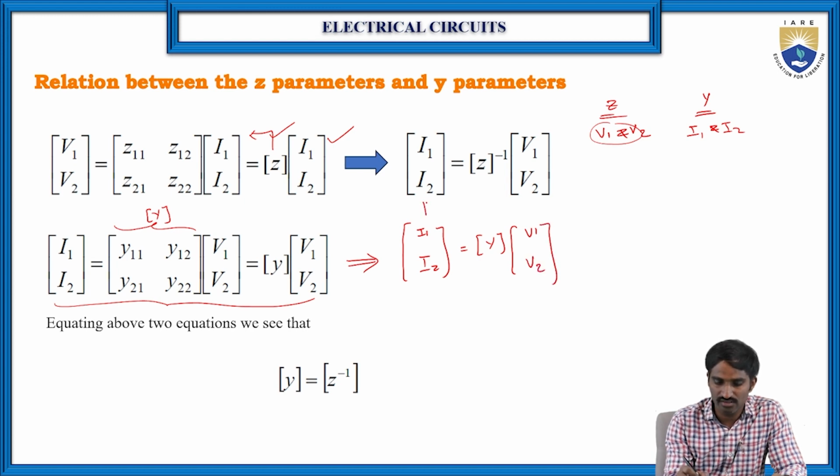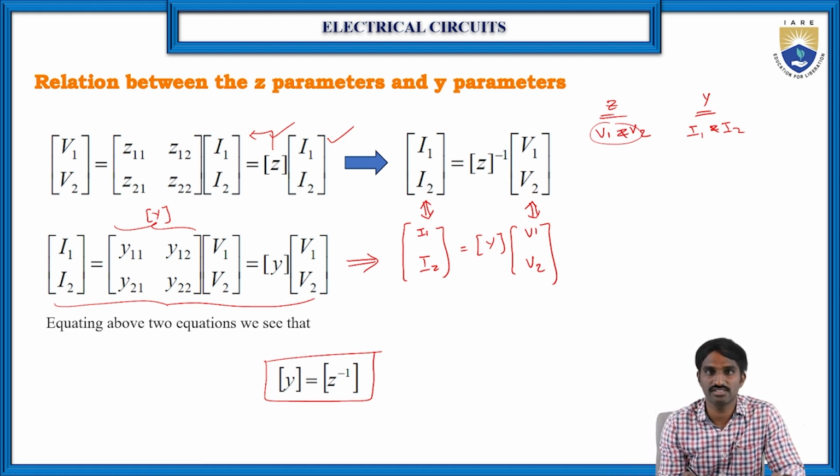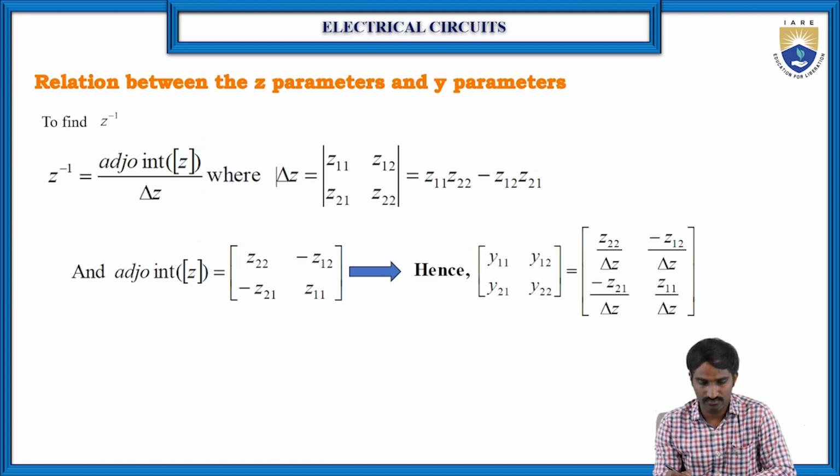Here, as you can see, this is I1 and I2 in both cases, and here also it is V1 and V2. So if you equate these two equations, then in the place of y here, z inverse is there. So by equating these two equations, you can get the relation y is equal to z inverse. This is the matrix y and this is the z inverse matrix. Now if you are able to write the z inverse matrix, then you can equate these two so that you can find the relation between the y and z parameters.